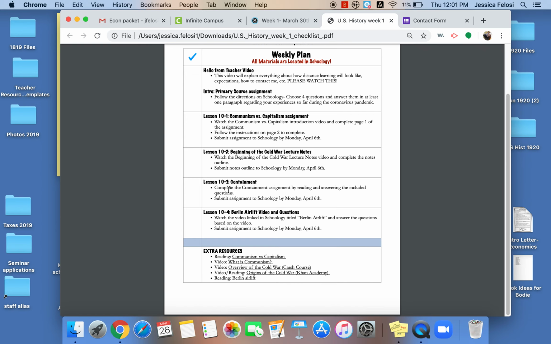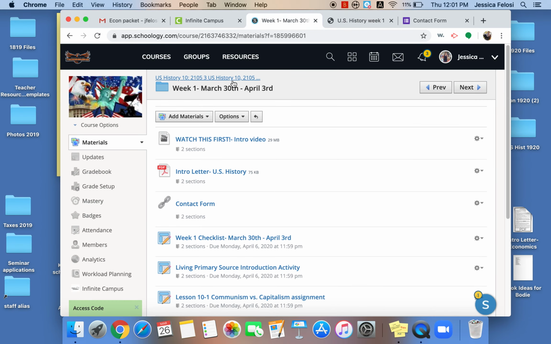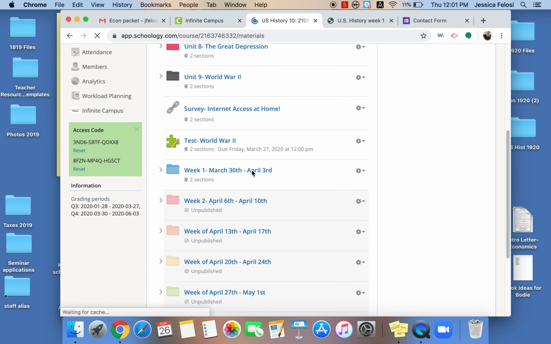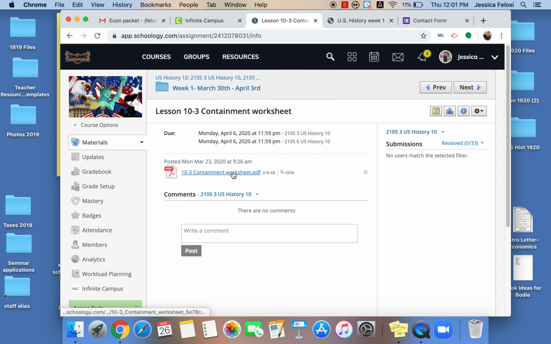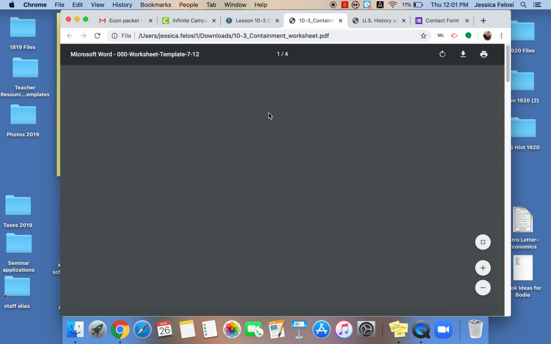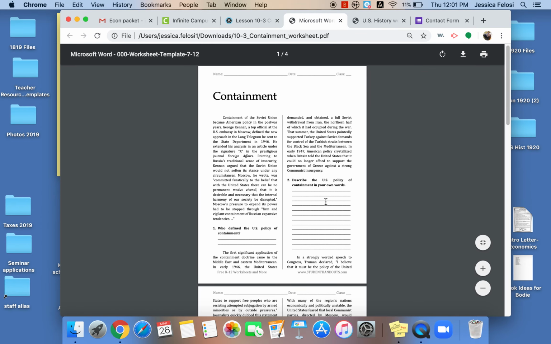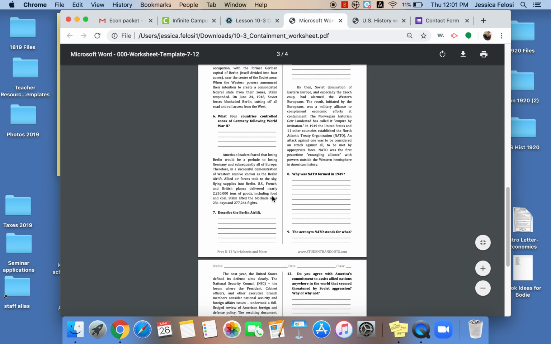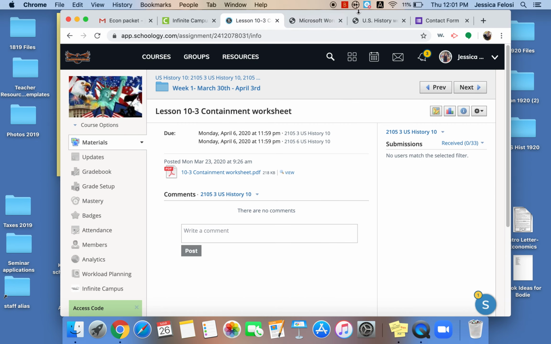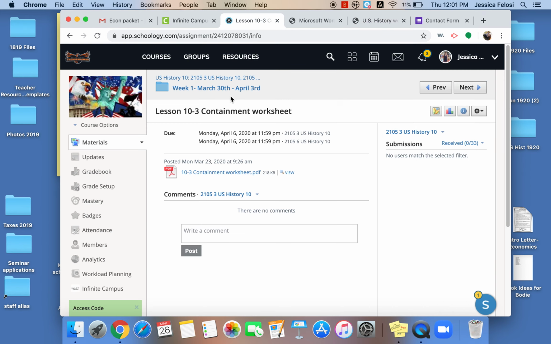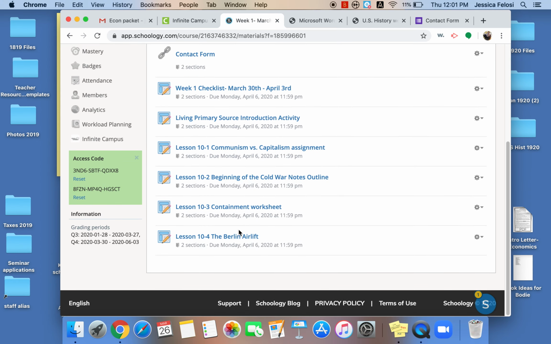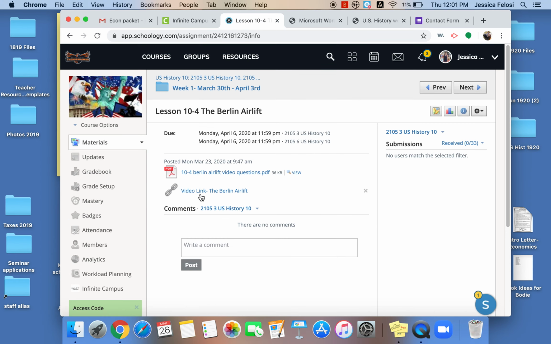For lesson 3 on containment, there is just a reading and some questions. Again, following along with what's happening in the Cold War, you are going to read about this policy of containment, where we're trying to contain communism and prevent it from spreading. As you read, there are questions to answer that go along with the reading. Okay, and then our last checklist item is something called the Berlin Airlift Video and Questions. In Schoology, there will be a link. If you look at lesson 10.4, there is a video link with a short video to watch and then a short set of questions to answer to go along with that.